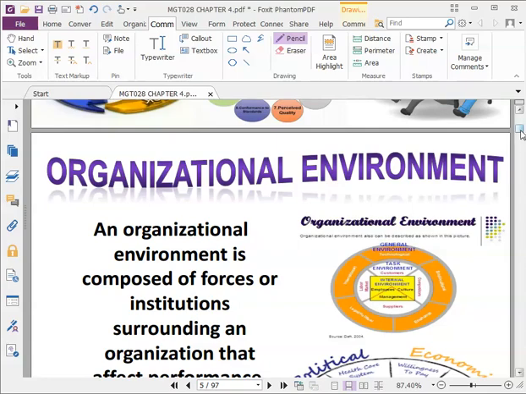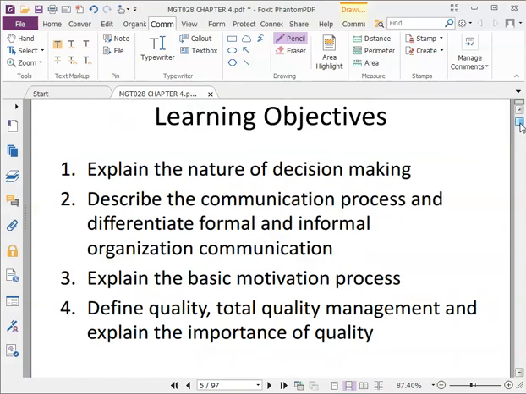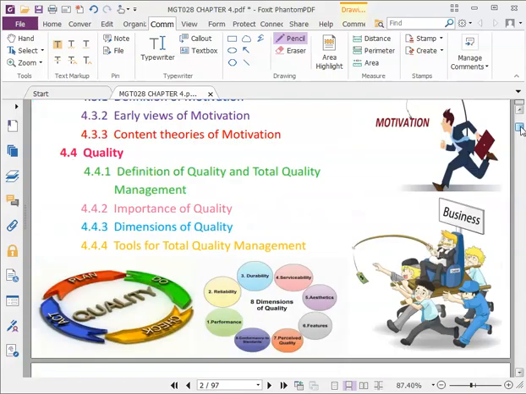So tengok, itu adalah organizational environment. Kita ada apa tadi? Decision making, communication, motivation, quality. First one is decision making. Second is communication. The third one is motivation. The fourth one is quality. Four subtopics in chapter number 4. We have 4 subtopics in chapter number 4.